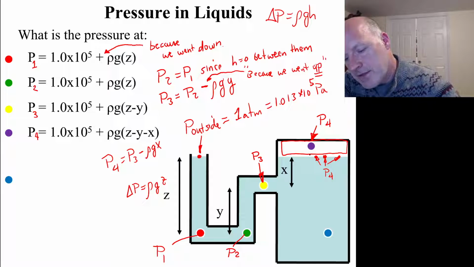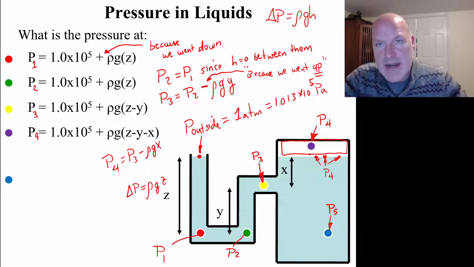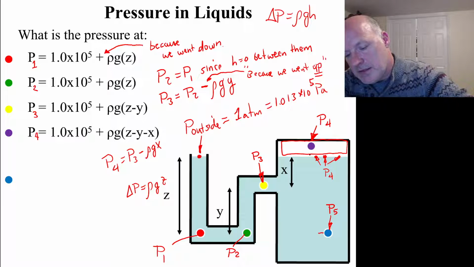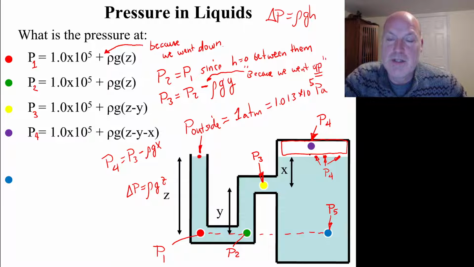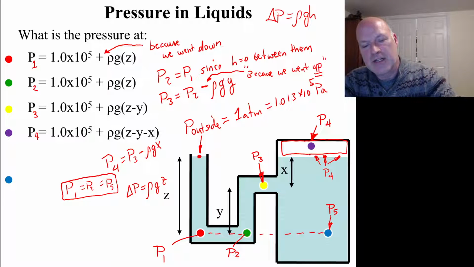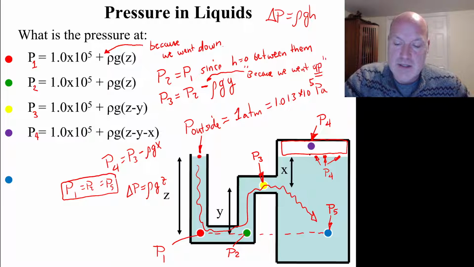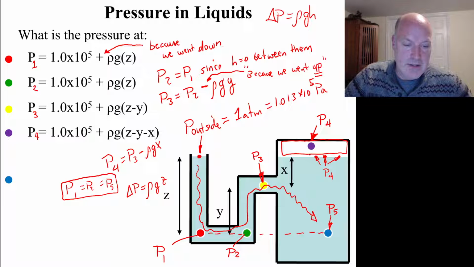Next. Last one, I think. P5. So the picture didn't have an arrow. It doesn't tell me the dimension, the distance from 4 to 5. So how are we going to figure it out? Oh, I see. What we realize is that it's the same height as P1 and P2. So P1 is equal to P2 is equal to P5 because they're all at the same height. And since they're connected by water, it's not like they're in a separate chamber. They're still connected by water, so they're going to be at the same pressure.